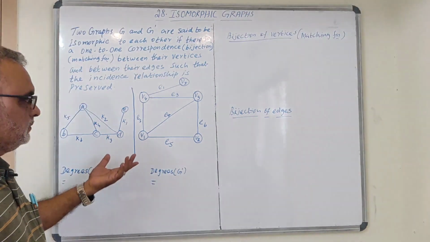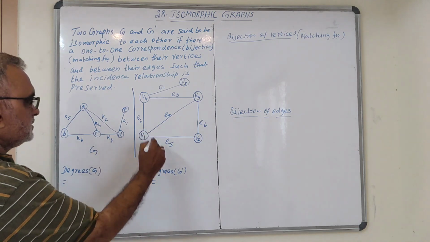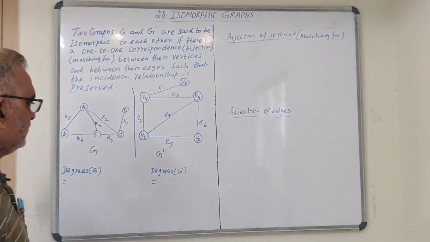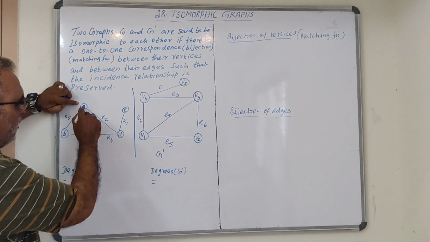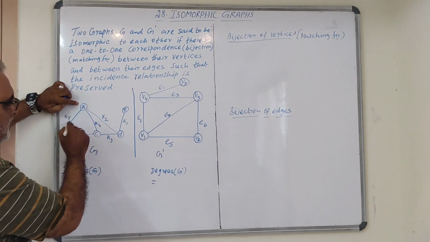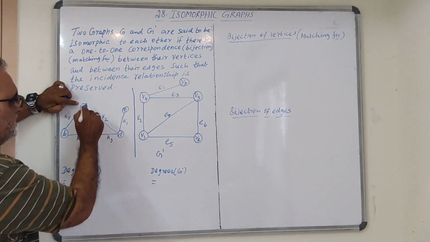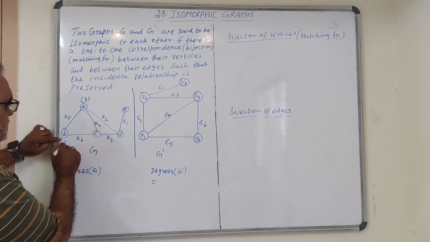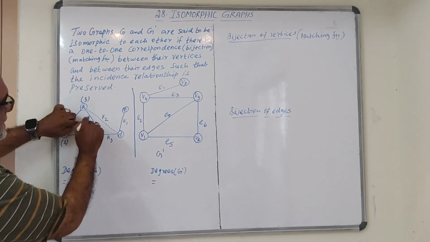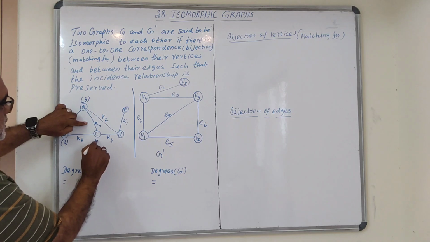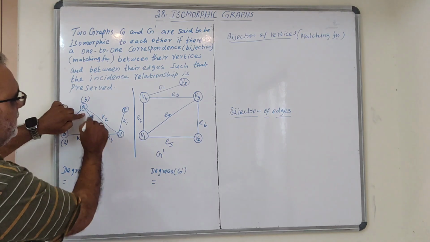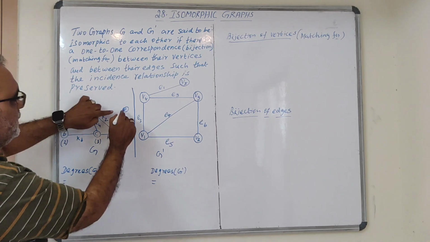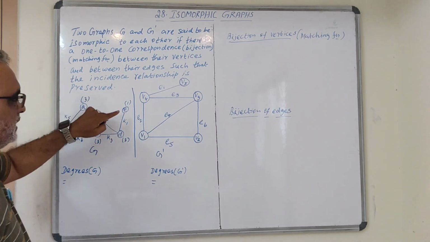Here this is the example. This is graph G and this is the graph G dash. Now let us check the degree of the vertices. The vertex A is connected with 3 edges, so the degree is 3. Similarly for B, it is connected with 2 edges, it is 2. Similarly C, it is connected with 3 edges, so its degree is 3. D is connected with again 3 edges, it is also 3. E is connected with only 1 edge, so the degree is 1.